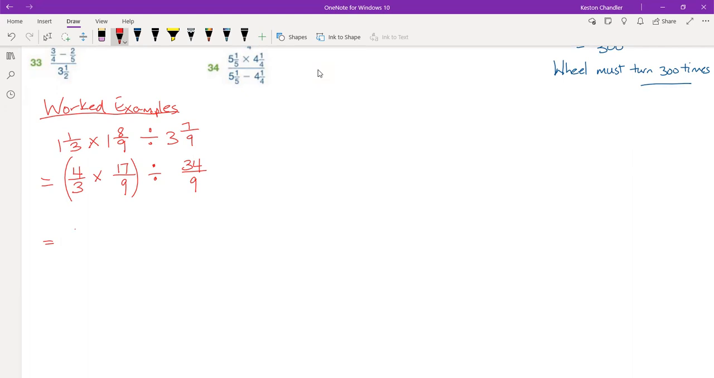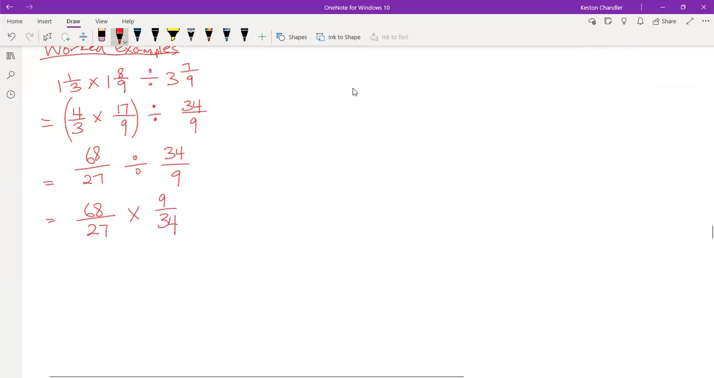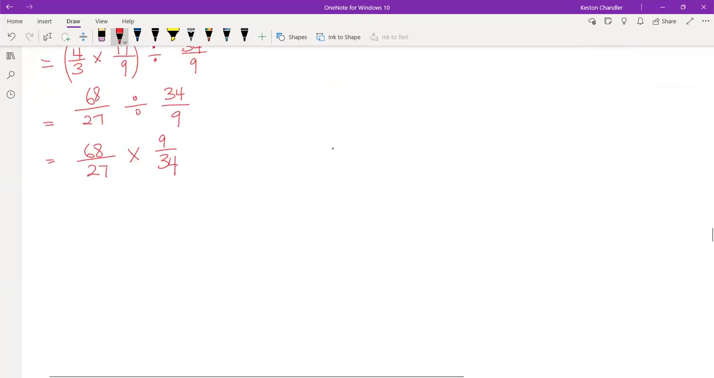Three by 9 is going to give me 27. 4 by 17, that's 40 plus 28, that's 68. Divided by 34 over 9. The next step, change this division to a multiplication, flip the fraction, rewrite, then we could cancel.